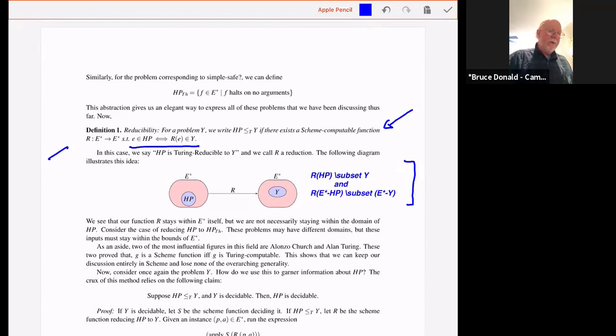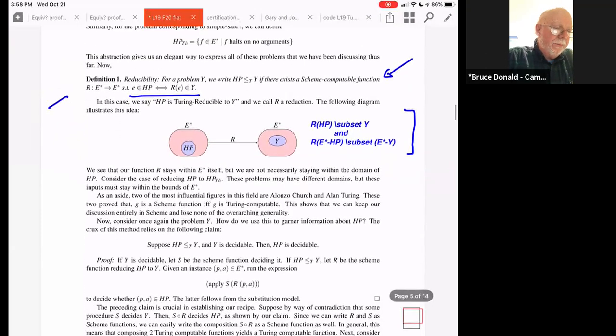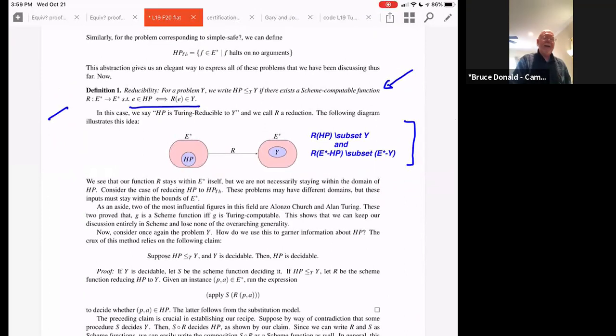So now we understand why this is going to be so useful, because it describes the behavior of the reduction function. And the idea can be thought of as follows. Suppose we actually have a reduction like this, right? This is the same picture we had before. We have a reduction that is set up exactly like this. So HP goes to Y and not HP goes to not Y. Well, what we're imagining here counterfactually is that we have an algorithm, a Scheme program that will decide Y, that is, given an instance of Y, will return true if your instance is in Y and false otherwise.